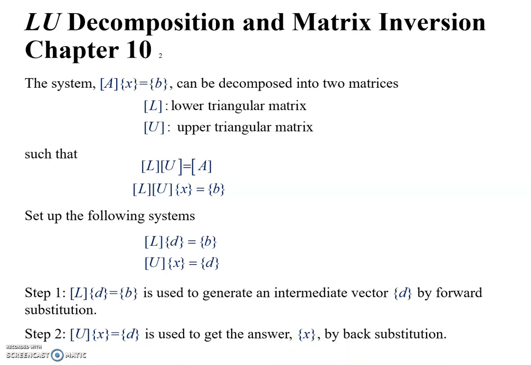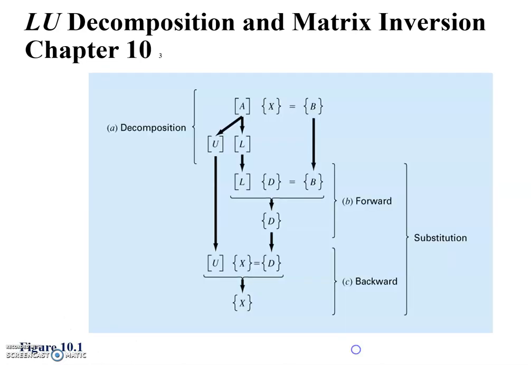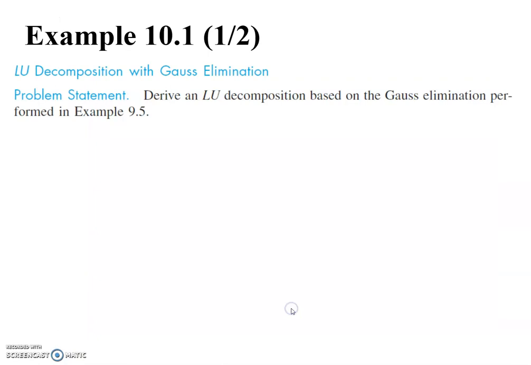We will solve some examples, and this will be much clearer after solving the example. This is the diagrammatically shown procedure for the LU decomposition. The procedure includes the decomposition of A into U and L first, and then forward substitution, then backward substitution. So let's see it with the help of an example: decompose with Gauss elimination.